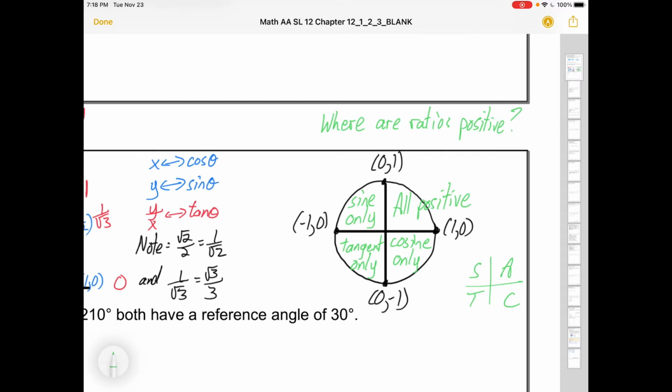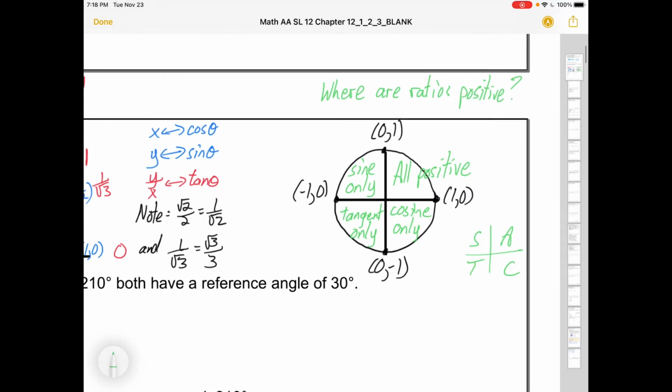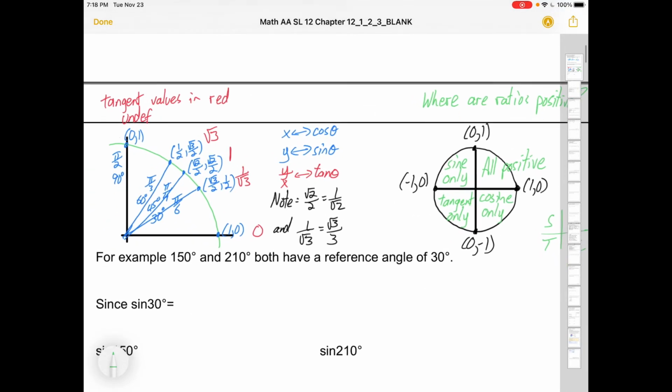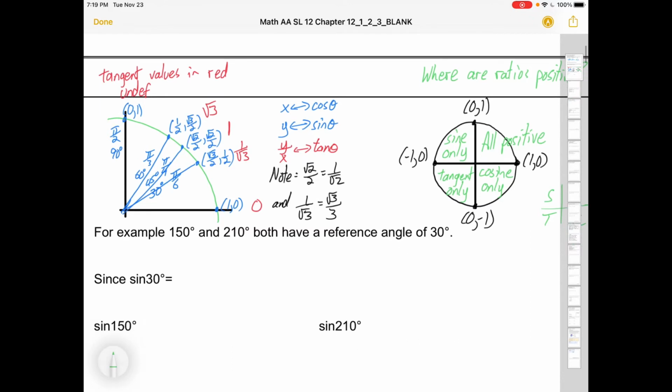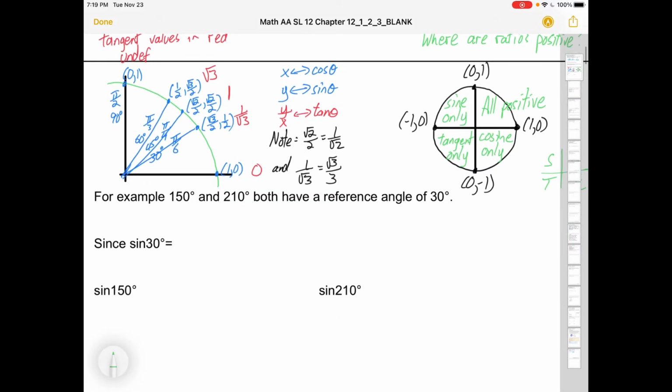All in the first quadrant, sine in the second, tangent in the third, cosine in the fourth quadrant. I like the little mnemonic device that all silly turtles crawl, but you can have whatever you want there. Okay, so what does this get us? It gets us an idea of how to find trig ratios for any angle on the unit circle, even though we only have the quarter circle.